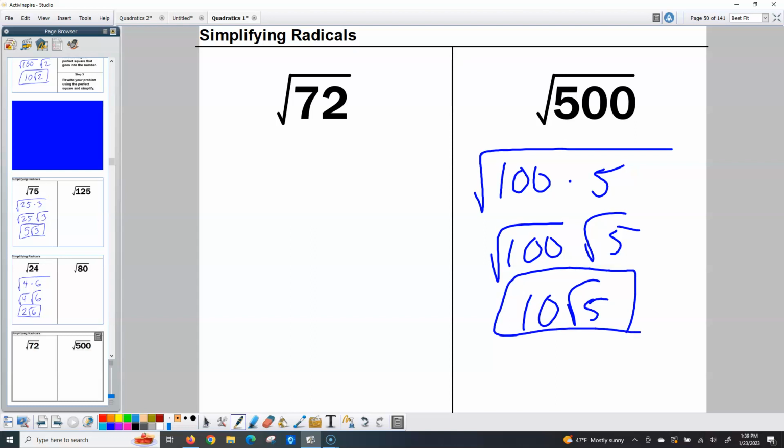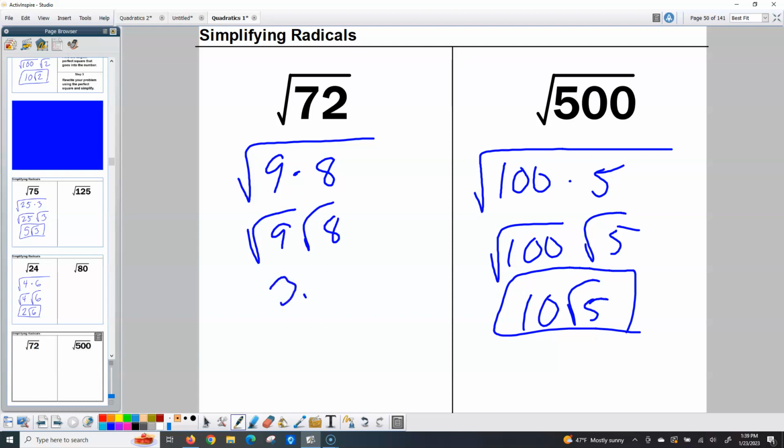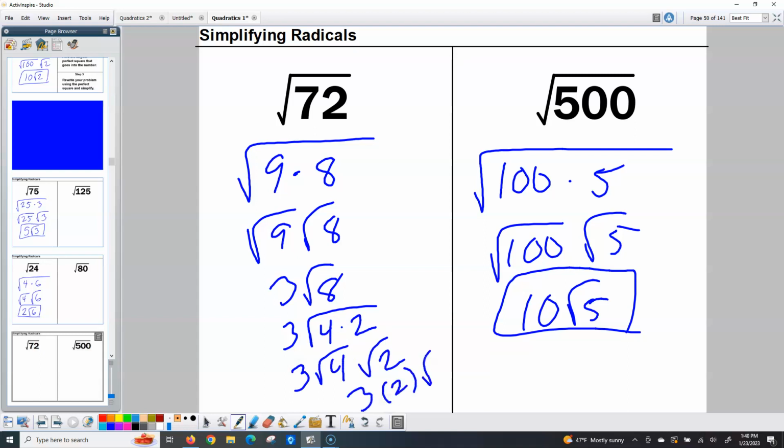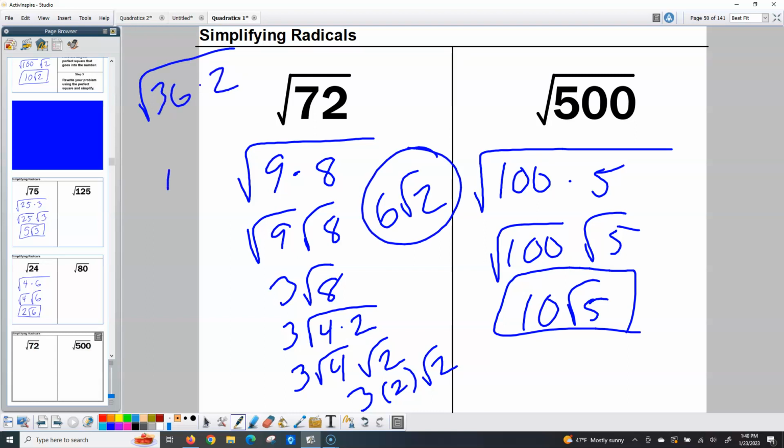Largest perfect square that goes into 72. The answer for that is 36, but oftentimes students will write it like this. They'll say, oh, it's 9 times 8. And then they'll separate and get square root of 9, square root of 8. That's 3 square root of 8. But there's a perfect square that goes into 8. So then I could rewrite that as 3 square root of 4 times 2. So then that's 3 times 2 square root of 2. I think my answer is 6 square root of 2. And if I had just started with square root of 36 times 2, that's 6, and then square root of 2. Get the same answer either way.